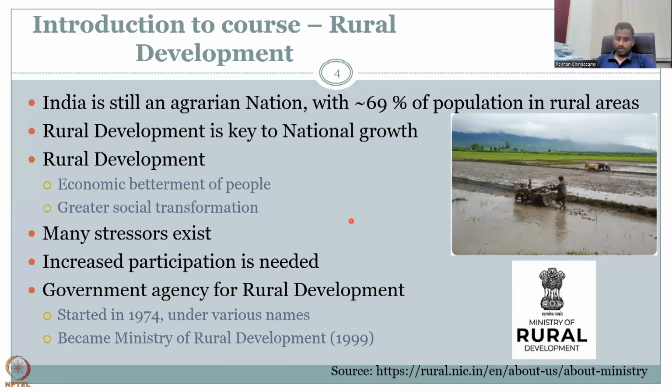A government agency for rural development has been started. Currently, it is called the Ministry of Rural Development. However, it started in 1974 under different names and became the Ministry of Rural Development in 1999. Why have the names changed? Because of the mandate, and the mandate has to be reflected in the name.